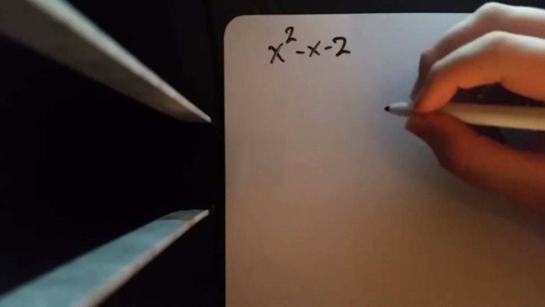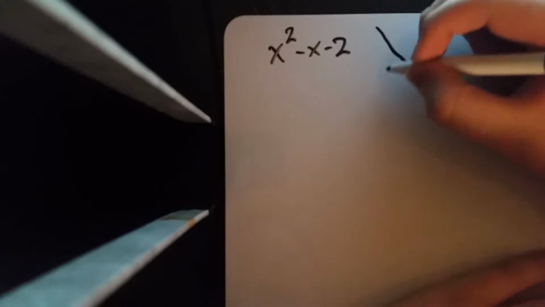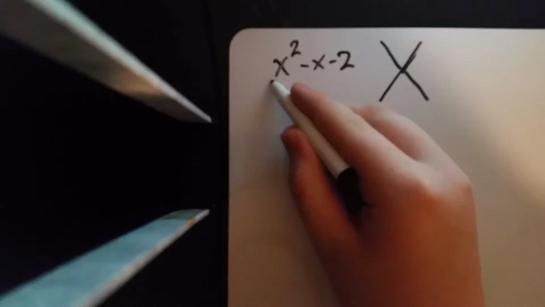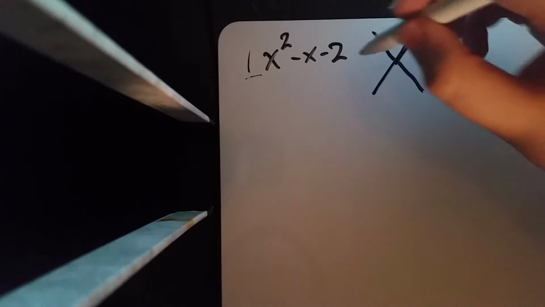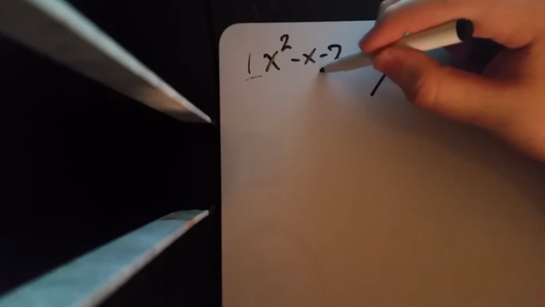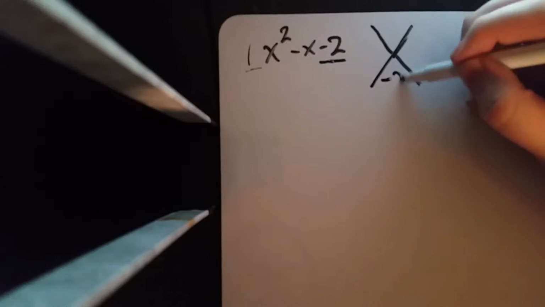So in order to figure out what the factors of this quadratic are, first thing we're going to do is draw an x. Big old x in the corner here. Then we take the coefficient of this first term here. This is 1. There's nothing here, so it's 1. And then we're also going to take the last term, which is negative 2. We're going to multiply them together and put them at the bottom of the x.